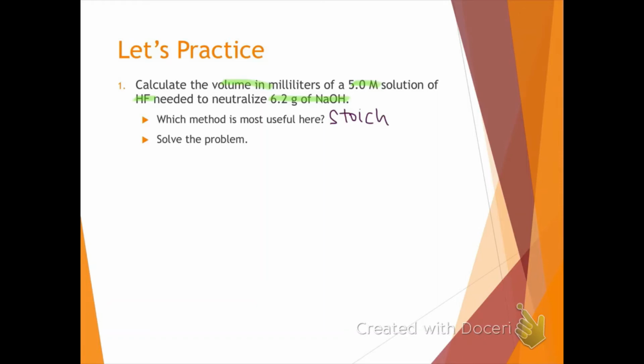For our stoich method, just like any stoichiometry, we start with our given, which is that 6.2 grams of sodium hydroxide. We need to get to moles, so we can use our mole to mole ratio, and then we can solve for our moles of acid that were needed. So that molar mass of NaOH is 39.998.